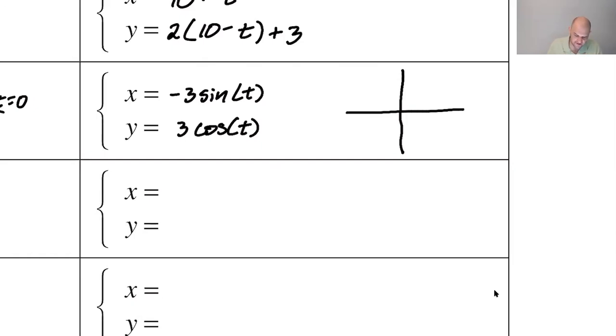When t is equal to 0, the sine of 0 is 0. The cosine of 0 is 1. So I'm going to be at -3 times 0 is 0, 3 times 1 is 3. So I'm going to be at (0, 3). This is where you are when t equals 0.